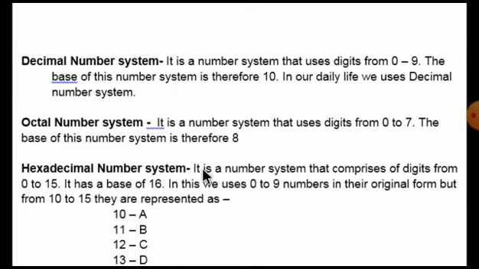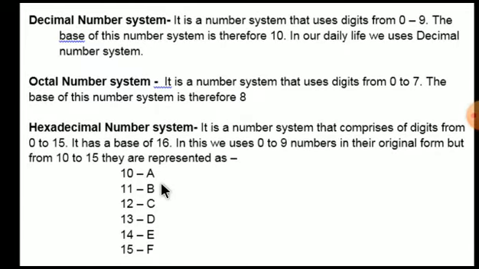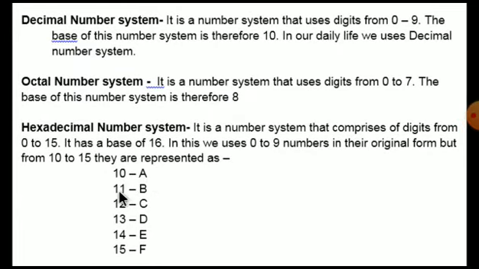Hexadecimal number system. It is a number system that comprises digits from 0 to 15. It has a base of 16. And in this we use 0 to 9 numbers in their original form. But from 10 to 15 they are represented as 10 as A, 11 as B, 12 as C, 13 as D, 14 as E, 15 as F. The last number is 15 and its digit is F.